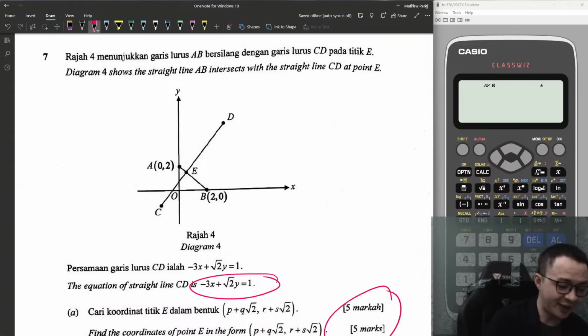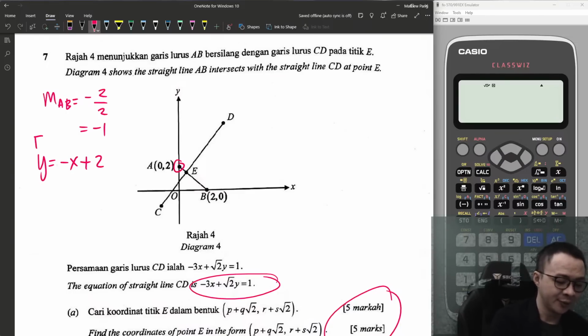So let's find the equation of AB first. I want to find the gradient of AB. So it's negative y-intercept over x-intercept, right? So it's negative 1. And then the c is the y-intercept, right? 2. y equals negative x plus 2. So this is the equation of AB.